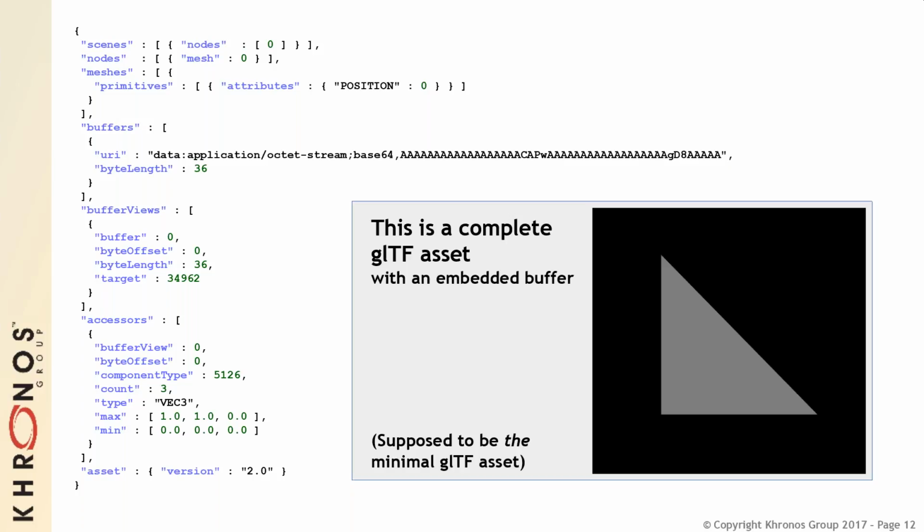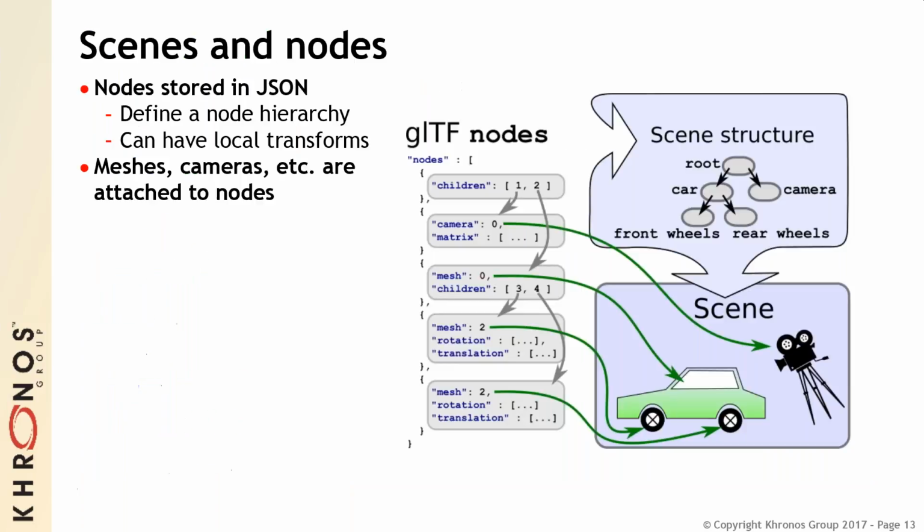Coming back to the contents of the actual JSON part, I already mentioned that there's a basic scene structure described via nodes, and these nodes define a hierarchy. You can imagine it like a small sort of scene graph. Each of these nodes can have a local transform that can either be given as a matrix or as translation, rotation, and scale.